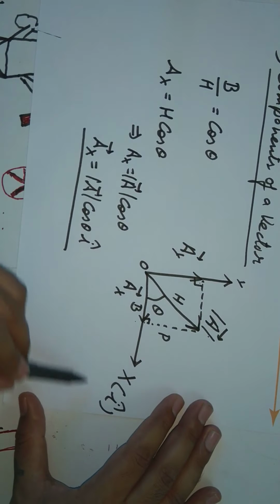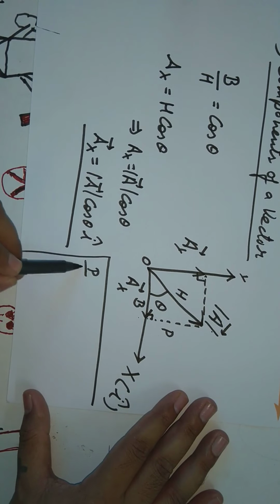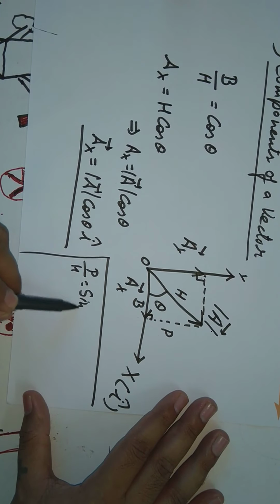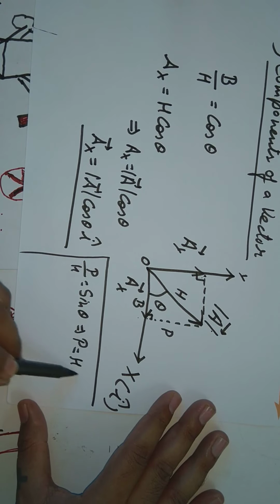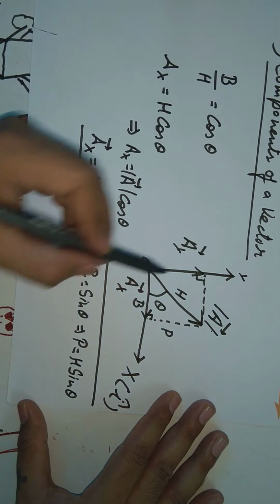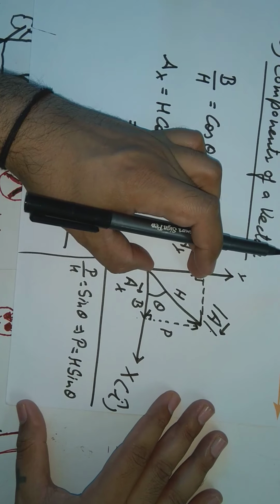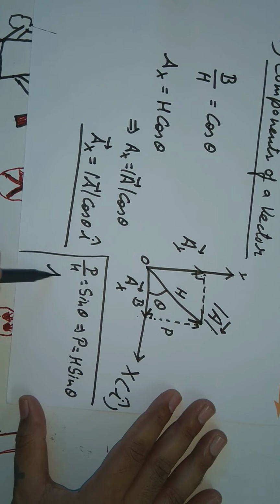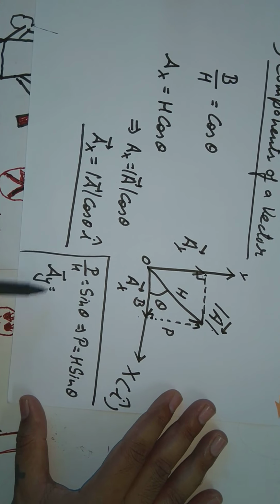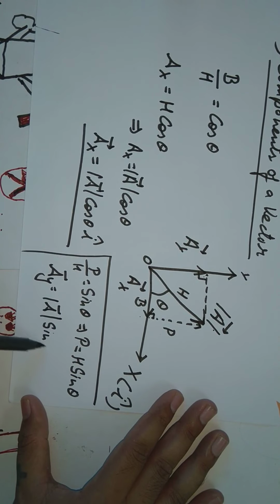Similarly, with this perpendicular, we can get p by h is equal to sine theta, or p is equal to h sine theta. As we can see, this and this vector are exactly the same, so we can replace this with ay. So it becomes ay vector is equal to magnitude of a vector sine theta.